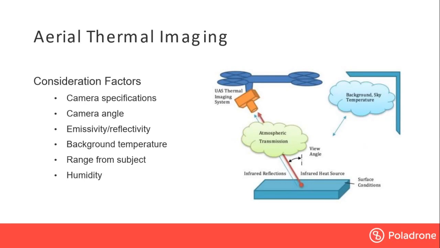To get good aerial thermal imaging, you need to consider a few factors, including the camera specification, which we will talk about shortly when I introduce the equipment to you. You also need to have correct camera angles to capture, and it really depends on the emissivity and reflectivity of the object. We also need to consider the background temperature, especially when you're taking it on a sunny day, and the range from the subject and the humidity conditions. So these are the few factors you need to consider when you're taking aerial thermal imaging.